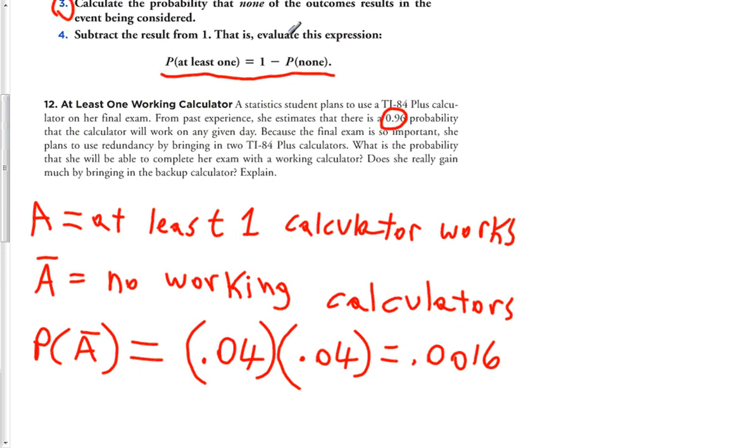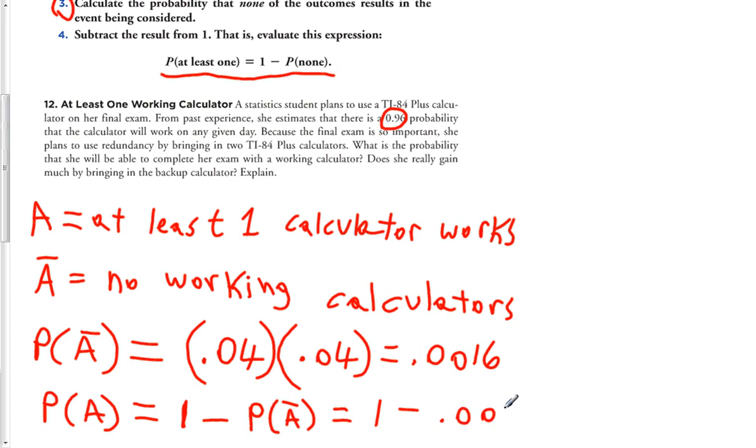The third step was to calculate the probability that none of the outcomes result in the event being considered. Now, number 4 says to subtract the result from 1. So the probability of at least one, which is the probability of A, exactly what we're looking for, is equal to 1 minus the probability of A's complement, which in this case is 1 minus 0.0016.